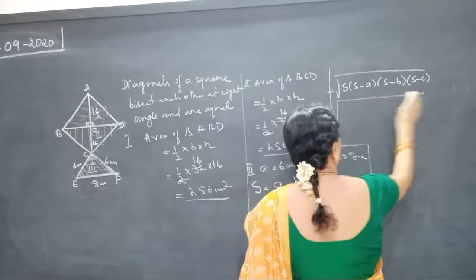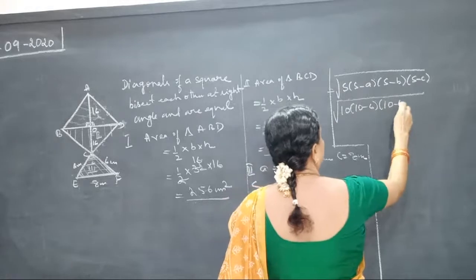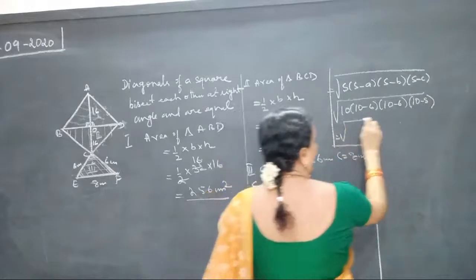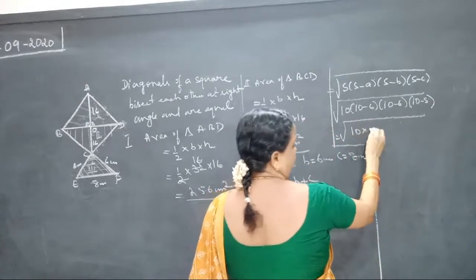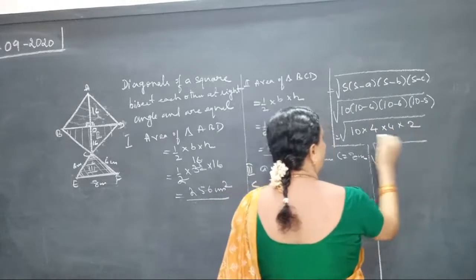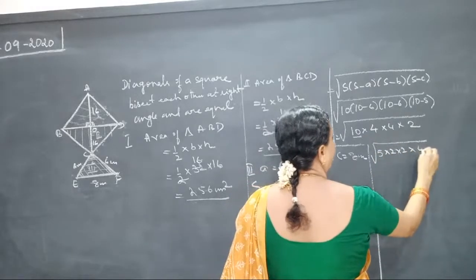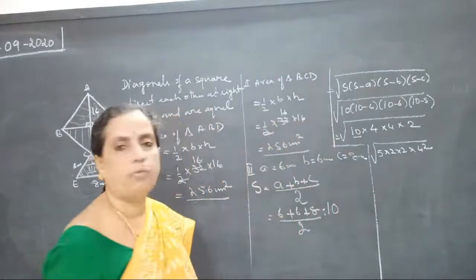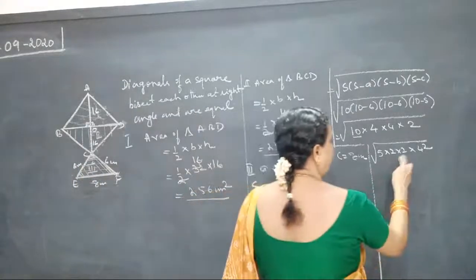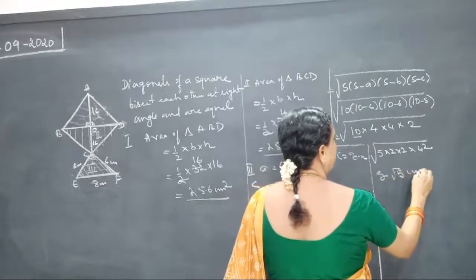Root of 10 into 10 minus 6, 10 minus 6 and 10 minus 8. It is the root of 10 into 4 into 4 into 2. Root of 5 2s are 10, one more 2, and 4 square. 4 into 4 I have taken as 4 square, and 2 into 2 we have to take as 2 square, so that you will get 8 root 5 centimeter square.